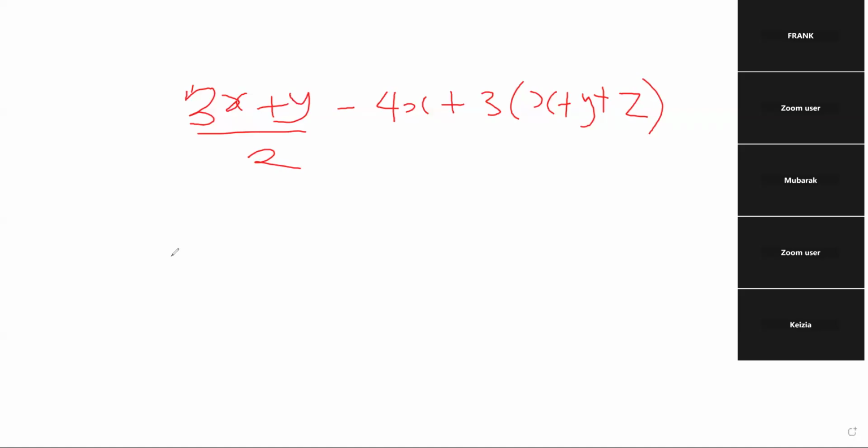Okay. So I'm going to tell how many terms are in this expression. First, there is an addition sign here, which tells that 3x and y are different terms.